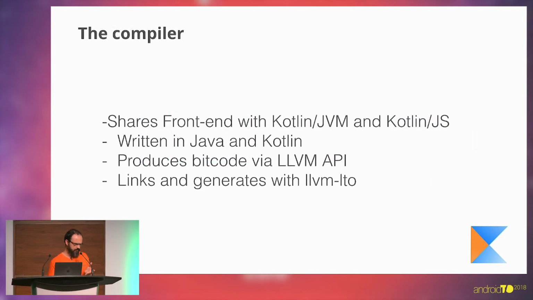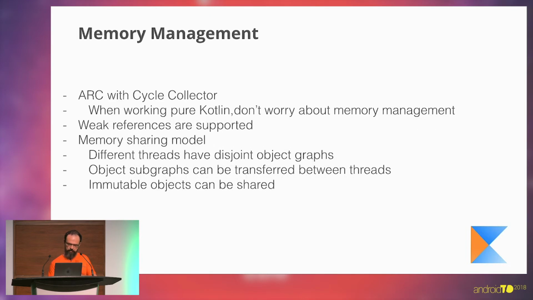The compiler itself shares the front end with Kotlin JVM and Kotlin JS. The compiler itself has been written in Java and Kotlin, and produces the bitcode through the API from LLVM. Now, maybe a bit about the memory management. I think those things are important to get at some point. When you're starting, I don't think it's very productive to get so overwhelmed with all the details, because this is something that comes naturally when you're developing.